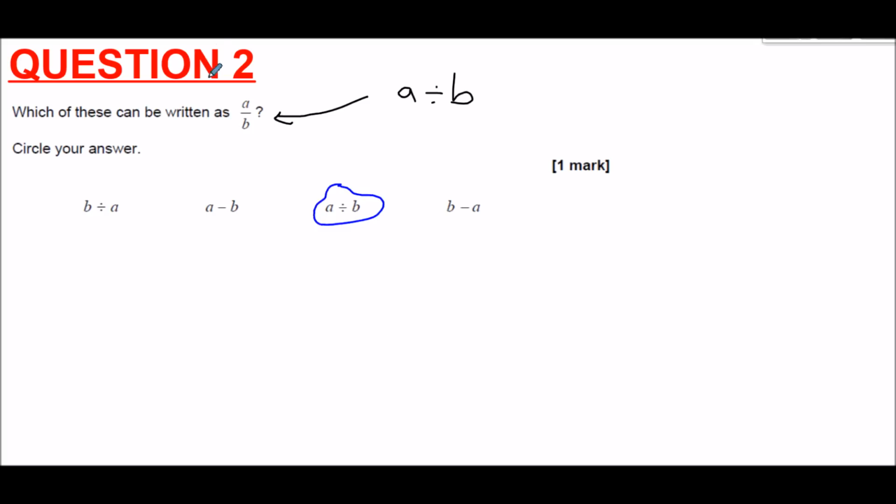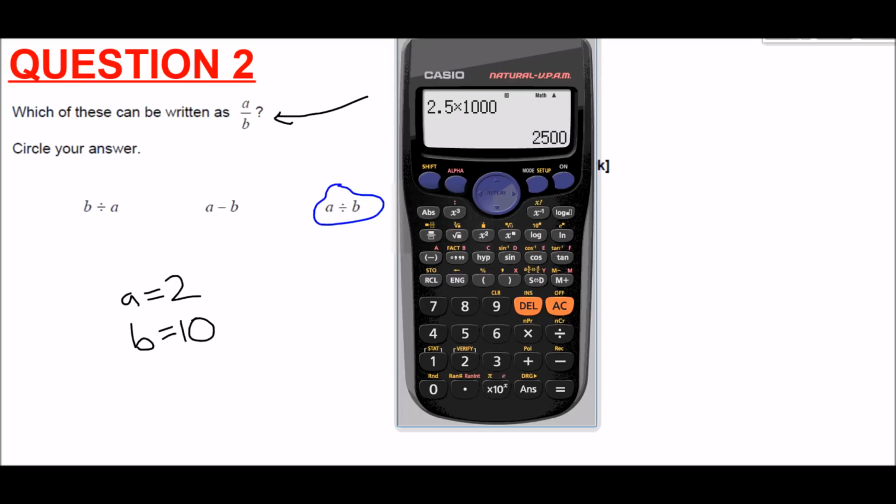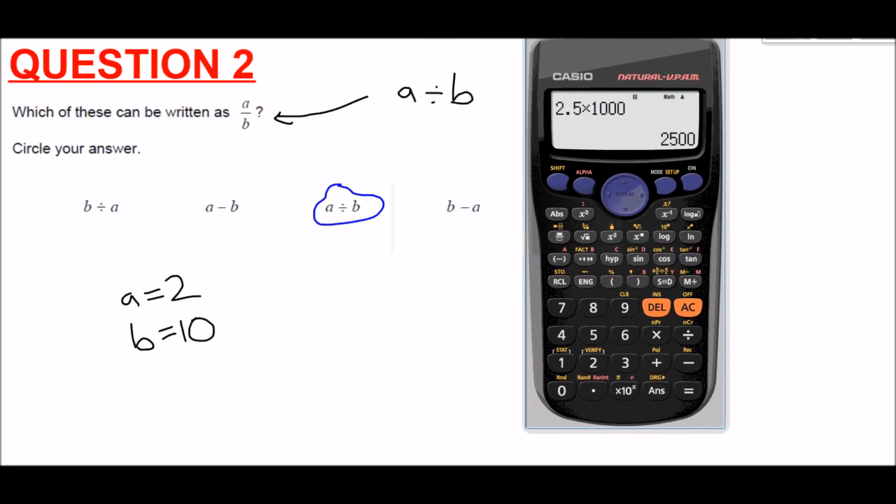It's a calculator paper, so you can pick just any two numbers just to try out what A over B might be. So try, I don't know, A equals 2 and B equals 10, and see which one matches up. As long as you remember you've got a calculator and there's no need to panic, you'll be absolutely fine. So if A was 2 and B was 10, they could be anything. I'm just saying pick some random values.